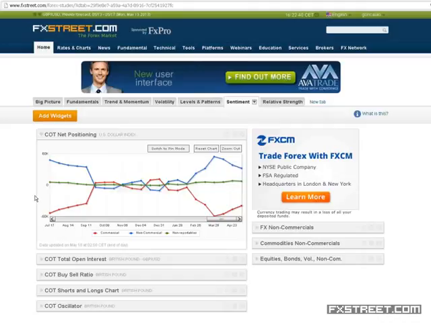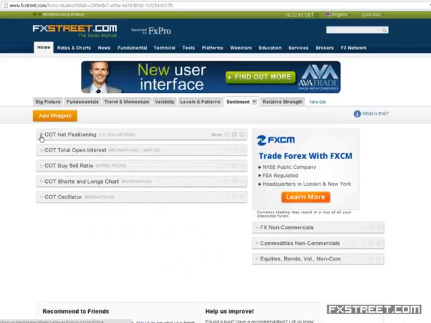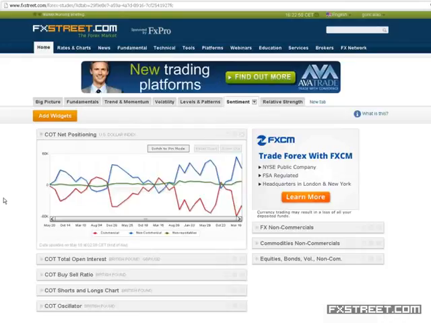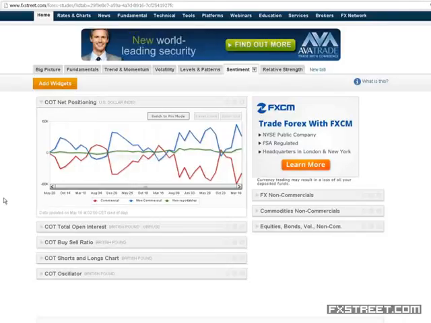Yes, CoT data is also available for dollar index futures contracts, and that is the one we are looking at right now. So CoT net positioning would be the most basic study, the first translation from the raw format into a graph form.